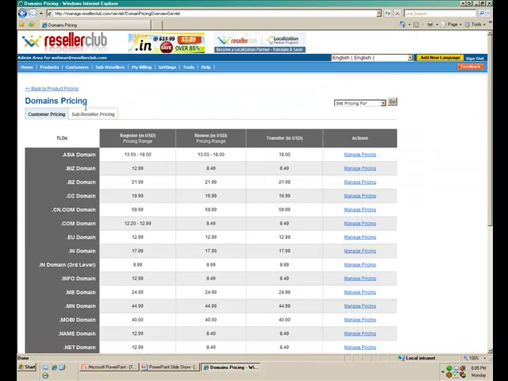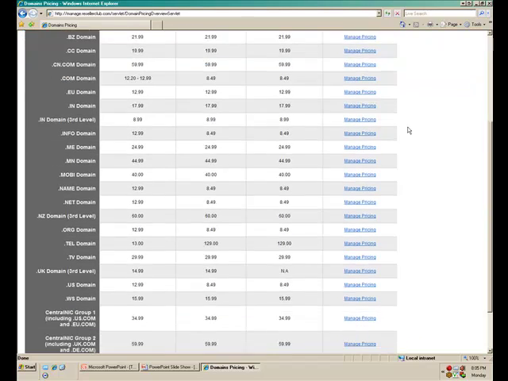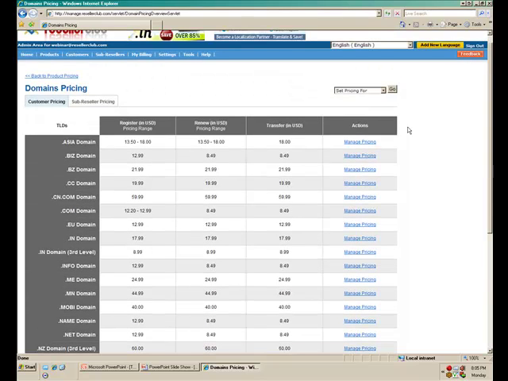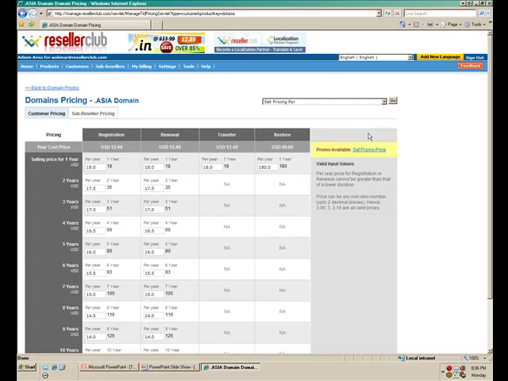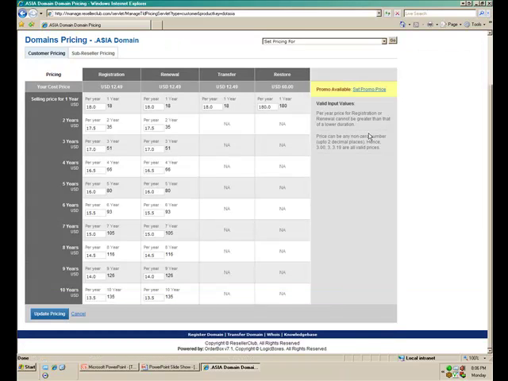Now here you can see the entire list of TLDs that you've opted to sell through ResellerClub. Now, just to show you an example, let's take .asia domains and click on Manage Pricing link. Now on this page, you need to set the selling price for 1 year, that is pricing for each of the registration, renewal, transfer, and restore for this particular domain extension. Now, next you will have to set a per year reduced price for up to 10 domain years for both registration as well as renewals.